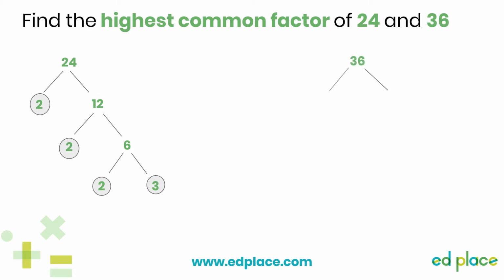Here we can see that the factors of 36 are 2 and 18. 2 is prime, so we can circle that. 18 has the factors of 2 and 9. 2 is prime, so again we can circle that. Finally, 9 has 3 and 3 as its factors. 3 is prime, so we circle those numbers, and now we have successfully broken our second tree down into prime factors.